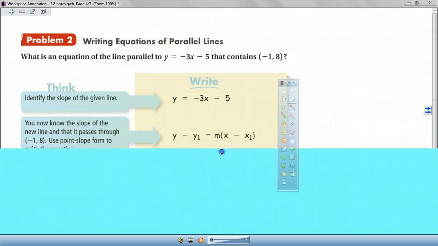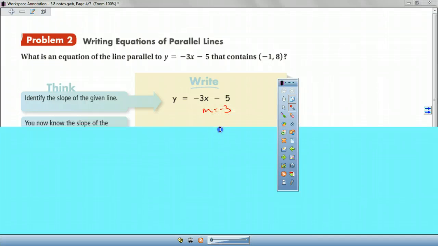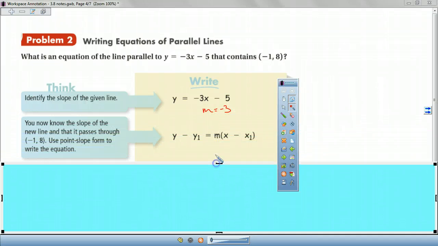Well, what's the slope? The slope is going to be negative 3. You know the slope, and we're going to have a point. So we're going to use point-slope form, which looks like y minus y1 equals m times x minus x1.